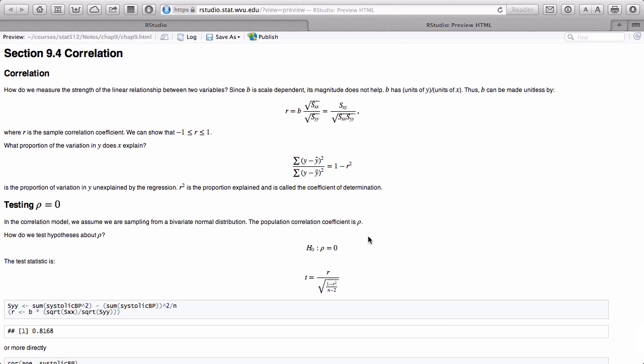Now, R has the property that it's between -1 and +1. A 0 means no correlation, and a +1 means a perfect positive correlation. A -1 means a perfect negative correlation.